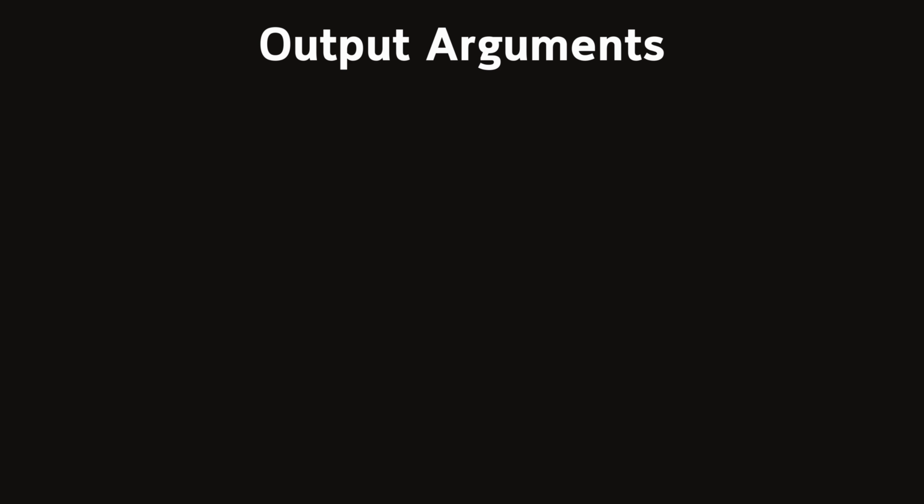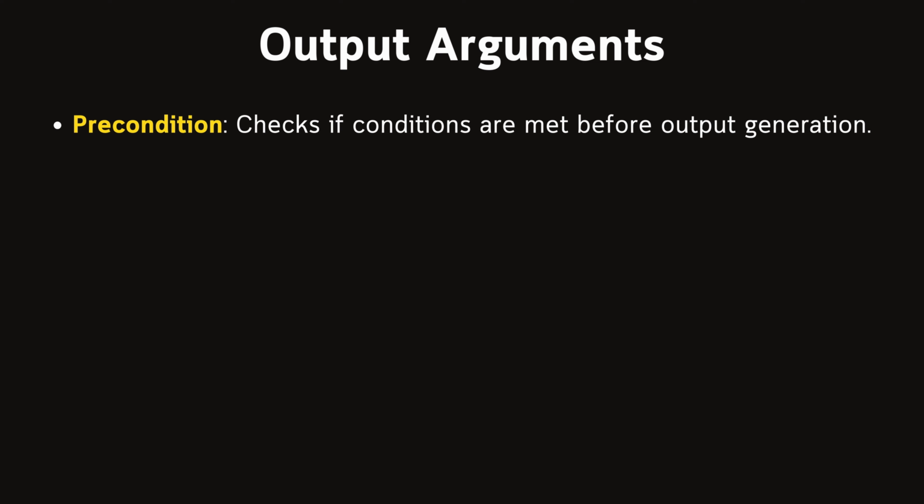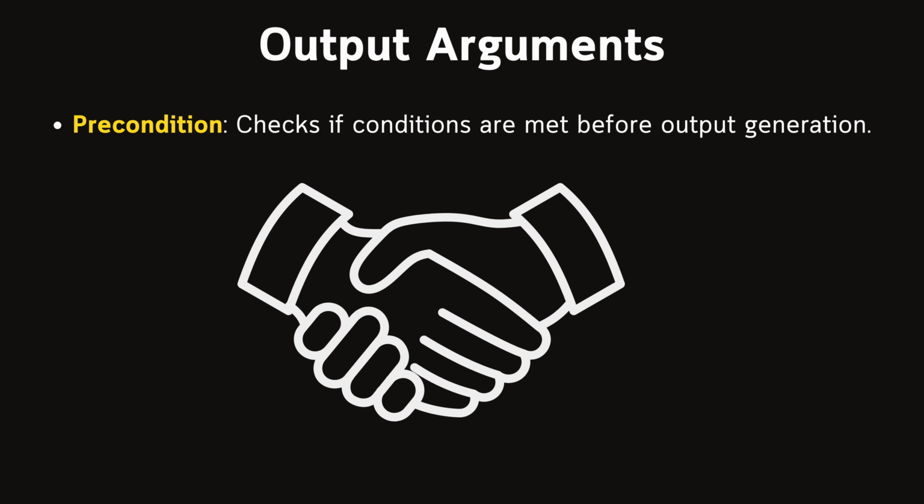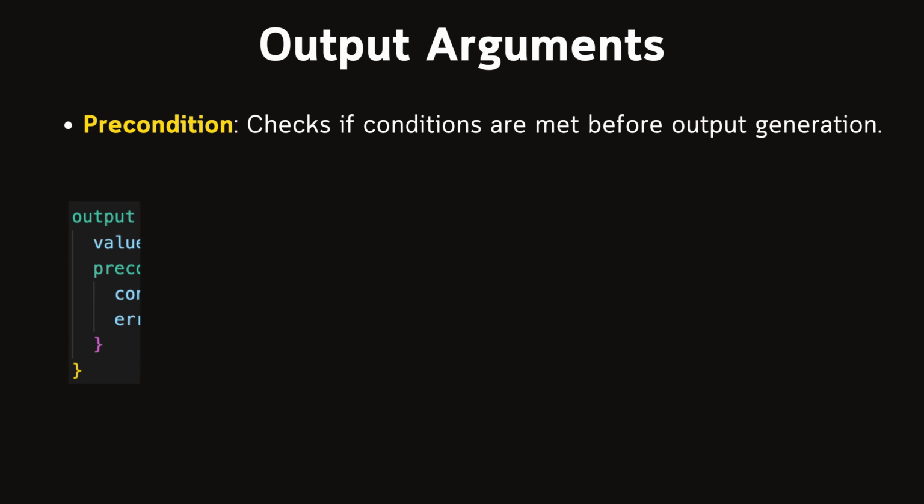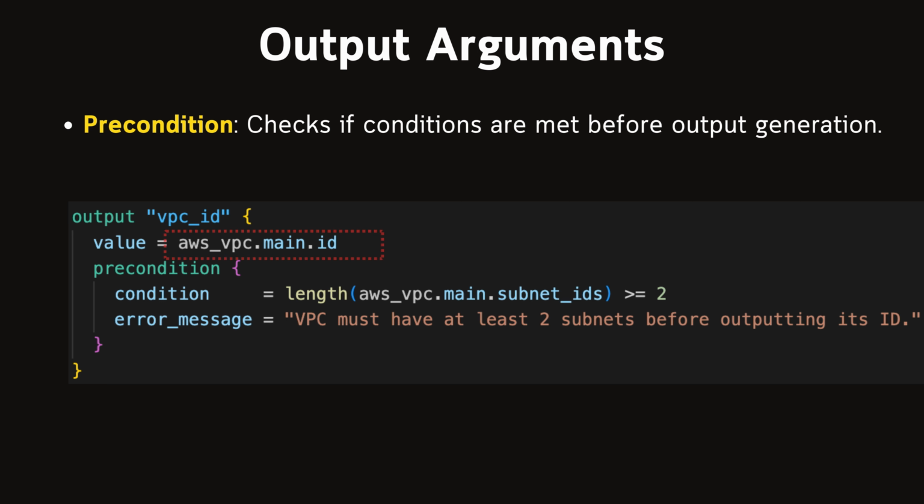Next, we have precondition. The precondition argument ensures that certain conditions are met before we generate the output. In this example, we wanted to display the VPC ID only if there are 2 or more subnets in that VPC. To declare a precondition argument, you just use the precondition keyword, and within the curly braces, you put in the condition and the error message if the condition isn't met.